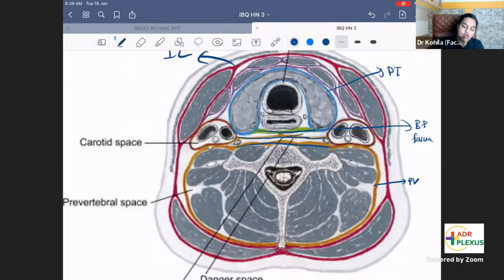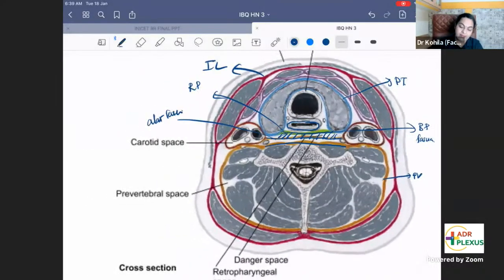The anterior layer is called the alar fascia. So the space between the buccopharyngeal fascia and the alar fascia is called the retropharyngeal space. Okay, because this is your pharynx. The constrictor muscles of the pharynx are covered on the outer aspect by buccopharyngeal fascia. So the space that lies outside the buccopharyngeal fascia, between the buccopharyngeal fascia anteriorly and the alar fascia posteriorly, is called the retropharyngeal space.